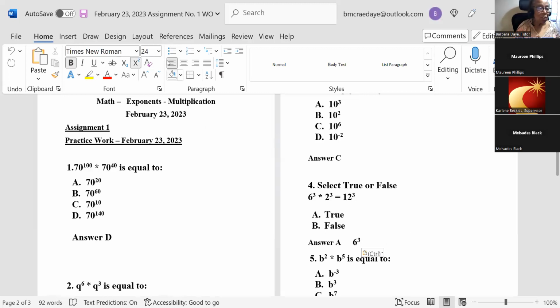What's 6 to the third, Mercedes? What's that equal to? Do it on your calculator. Just a minute. 6 to the third power. That's 216. 216. All right.